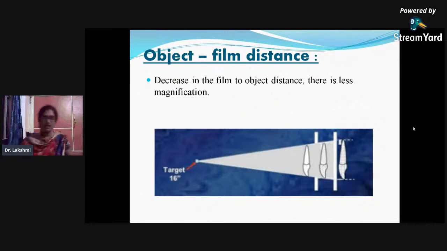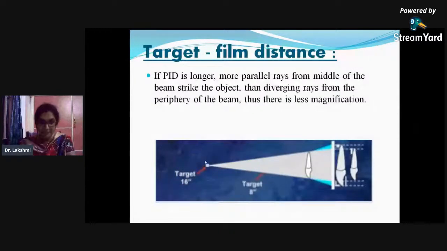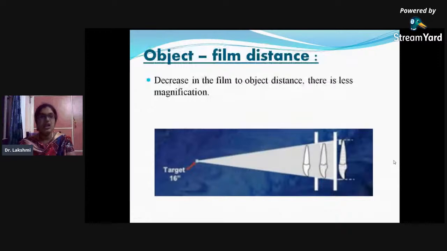When the target is farther away from the X-ray film, there are more diverging rays, and they cause a more magnified image, as you can see here. These are diverging rays, a peripheral thing. When parallel rays are striking, there is less magnification of the image. Then object film distance: a decrease in the film to object distance gives less magnification.